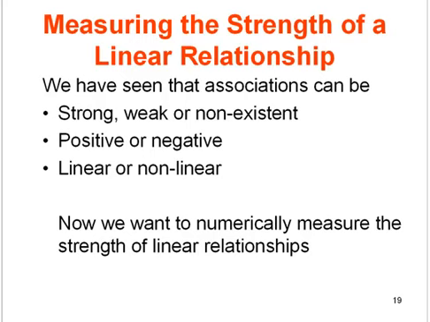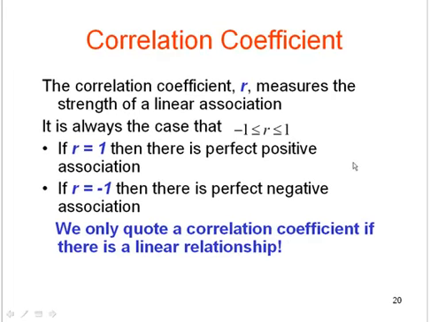Our next step is to describe that association numerically. So we want to talk about a statistic that measures the strength and direction of linear relationships. And the name of that statistic is the correlation coefficient. The symbol for the correlation coefficient is the variable r. And r is always a number that is in between plus and minus 1.